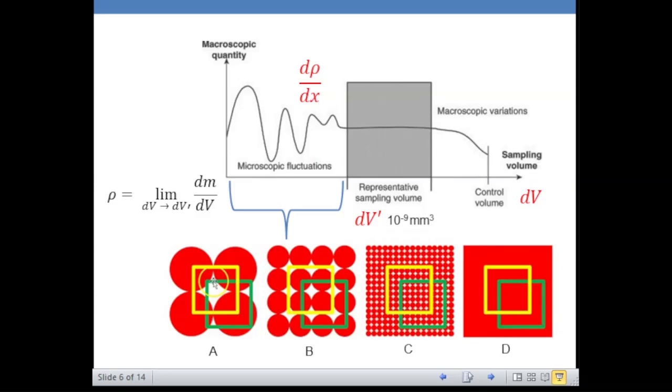And if we enlarge this volume, we are actually approaching the microscopic variation. So if we go smaller than 10 to the negative 9 cubic millimeter, we're approaching the microscopic fluctuation. In microscopic fluctuation, the density is erratic. If we look at it microscopically, like illustrated here in figure A, we could see that the density at this level is high.